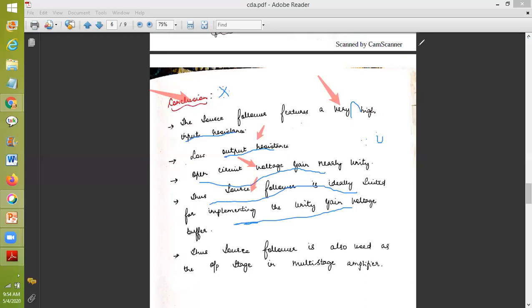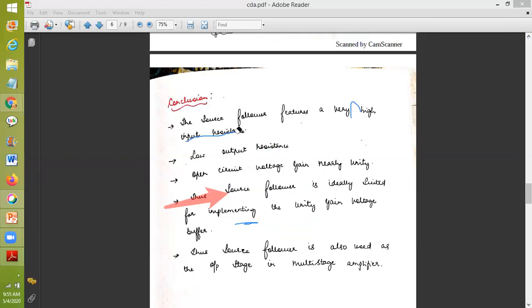We can also use this as an output stage for the amplifier in case of a multi-stage amplifier. What are multi-stage amplifiers? Multi-stage amplifiers are those in which the output of one is connected to the input of the other. So at the output stage we will make use of this common drain amplifier. Understood? So this completes the common drain amplifier.